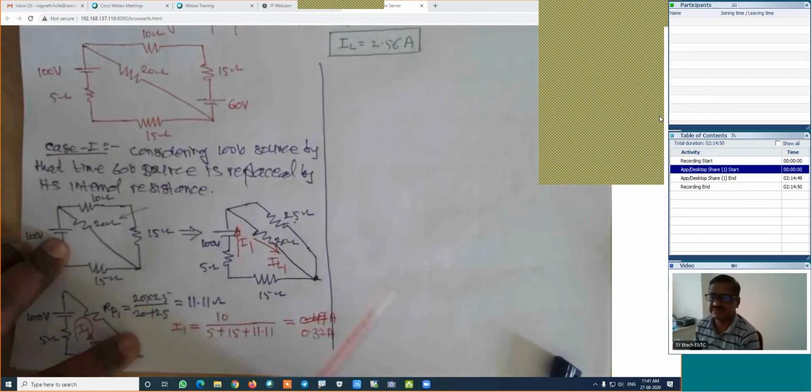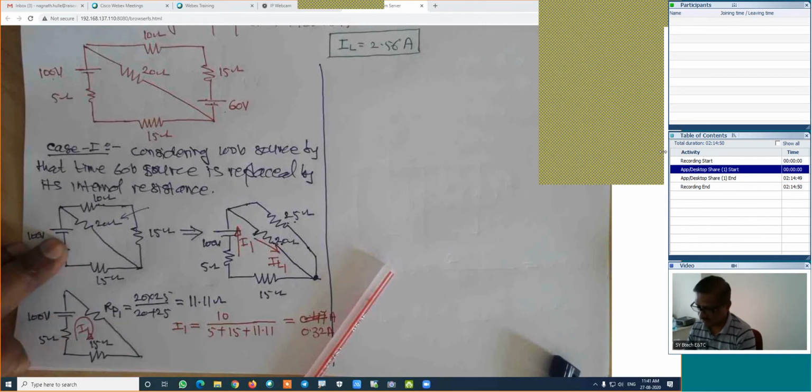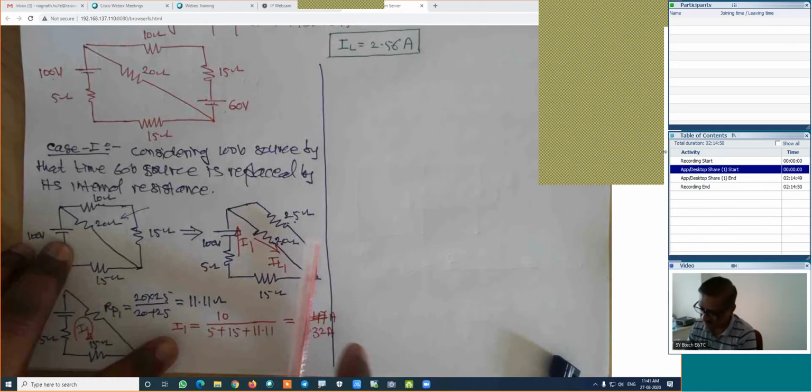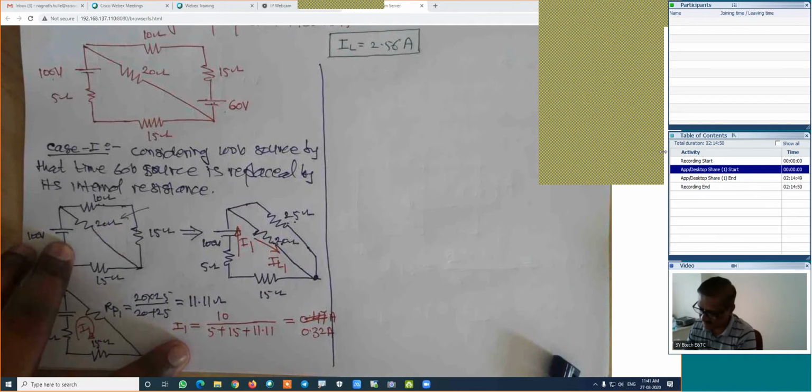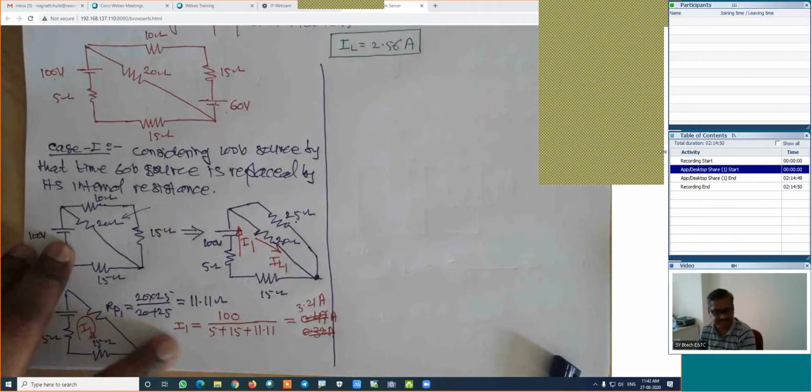Does someone have a difficulty? Sir, the voltage in I1 is not 10, it is 100, sir. Sorry. And the value of I1 comes to 3.21. I made the mistake here. It is 100. Absolutely fine. 100 divided by, how much is the final answer? 3.21. 3.21 amperes is the current. Absolutely correct.